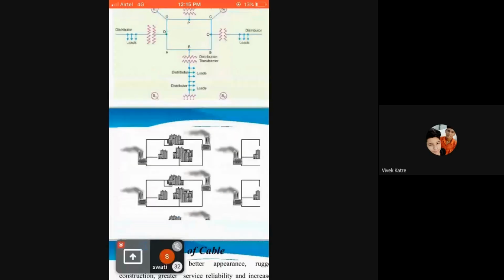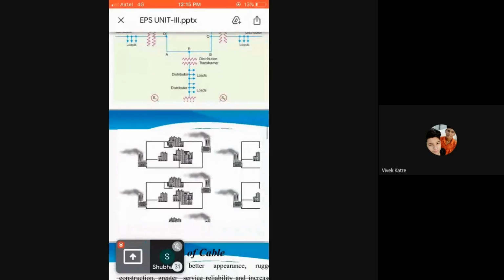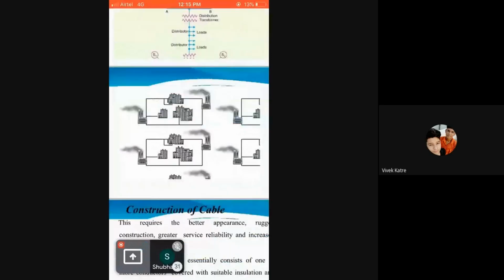So you can see in this slide, a number of factories and homes are connected in a loop. This is a pictorial structure, as an example, for the ring main system. It consists of a ring. You can see here.